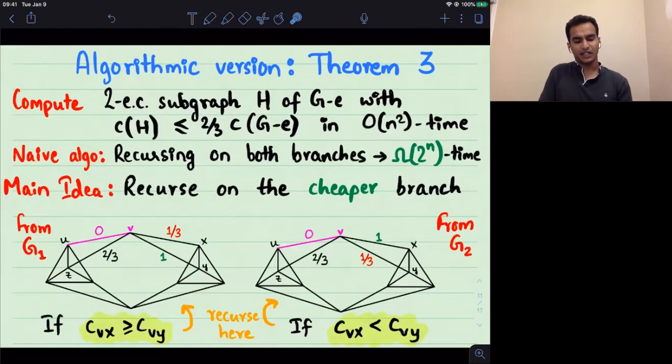Observe that the naive algorithm, which recurses on both branches, is too expensive. In each recursion, we only drop one of the vertices. So this naive algorithm is going to take at least exponential time. Our main idea is to recurse on the cheaper branch. Basically, we are just using the method of conditional expectation.